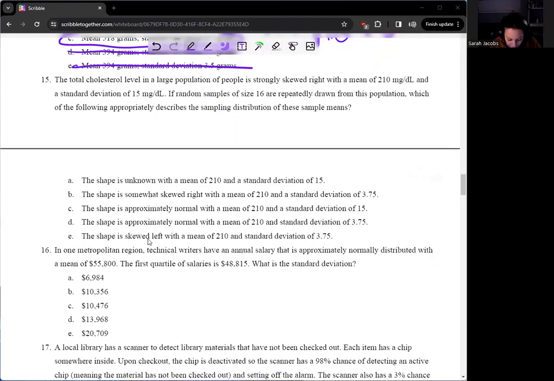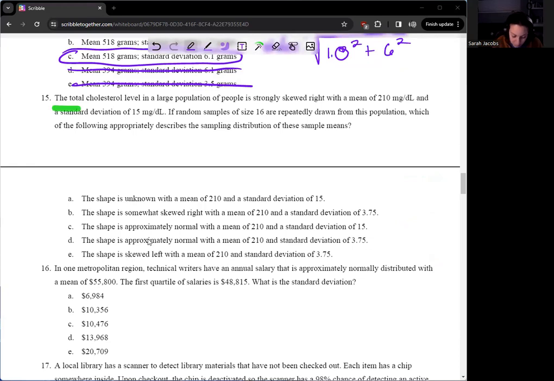15. The total cholesterol level in a large population of people is strongly skewed right, with a mean of 210 milligrams per deciliter, and a standard deviation of 15 milligrams. If random samples of size 16 are repeatedly drawn from this population, which of the following appropriately describes the sampling distributions? Okay. Some key things.